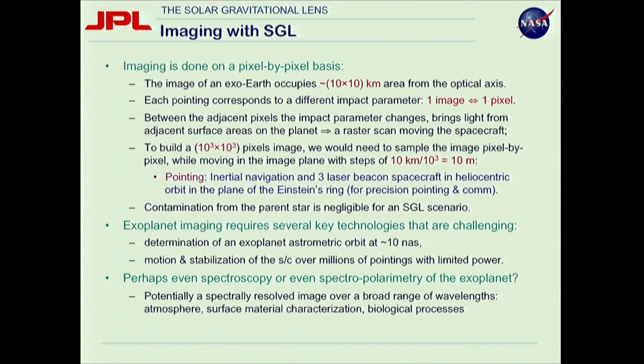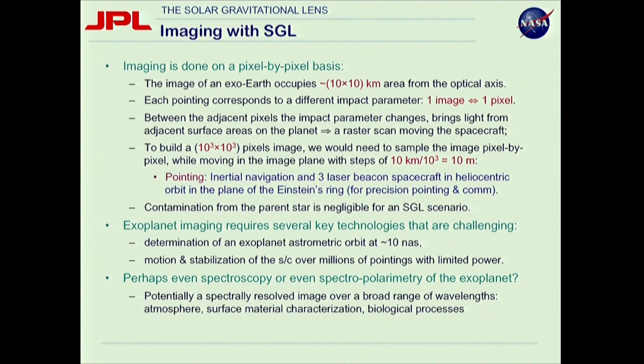But solar brightness is important. So this is the second effect. Solar brightness is significant, and taking all the information about solar brightness into account, it's still very interesting. So what we have here, to image an object: within the image plane, the Earth occupies a 10 by 10 kilometer spot.